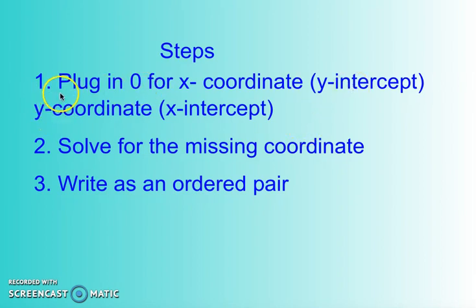And so once you plug in 0, then you have to solve for that missing coordinate. So if you plug in for the x-coordinate, that means you're missing the y-coordinate, and so you're solving for that. And then once you're done with that and you find an answer, then we write it as an ordered pair. X and y intercepts should be written as ordered pairs.